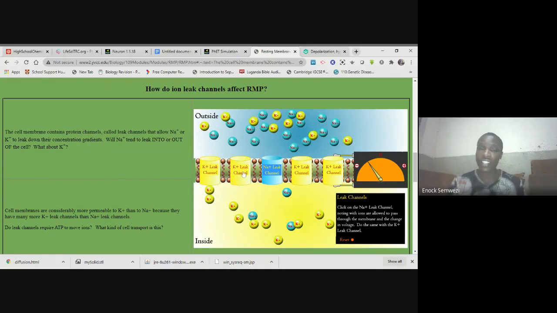So we find that at the end of it all, more of the potassium ions move across the membrane, that is to the outside, than the sodium that are capable of coming back into the inside.